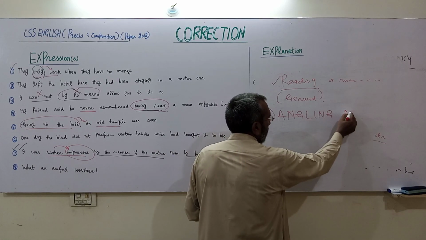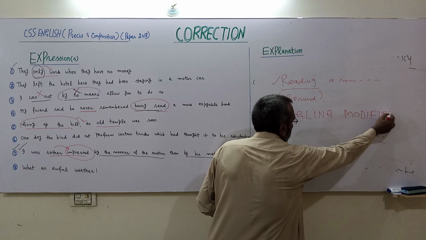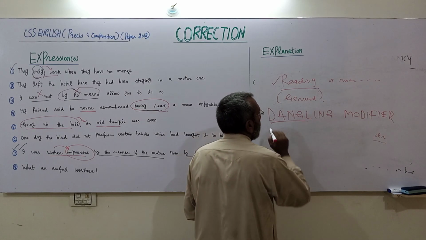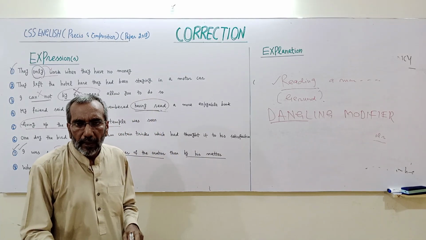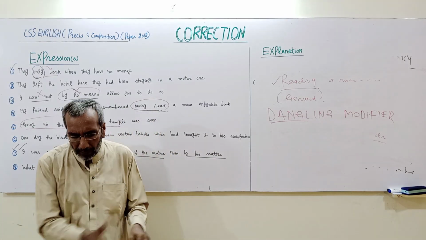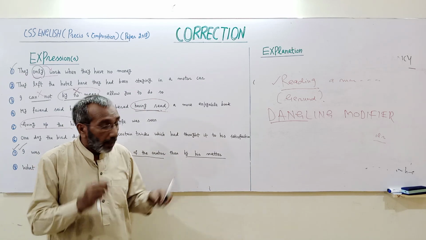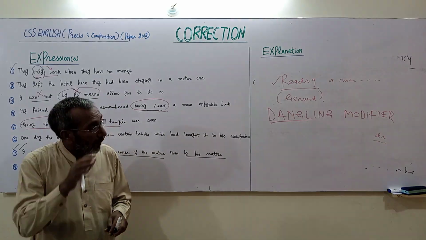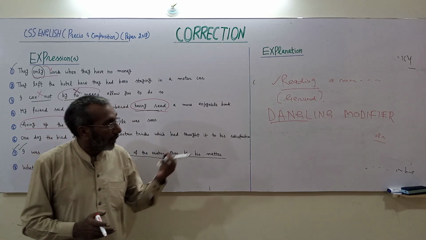Dangling modifier. Okay. A dangling modification. What's meant by the word dangle? Dangle stands for when something is unstable. Right? So this table is dangling a bit. It's a bit shaky. It's not stable. Clear?